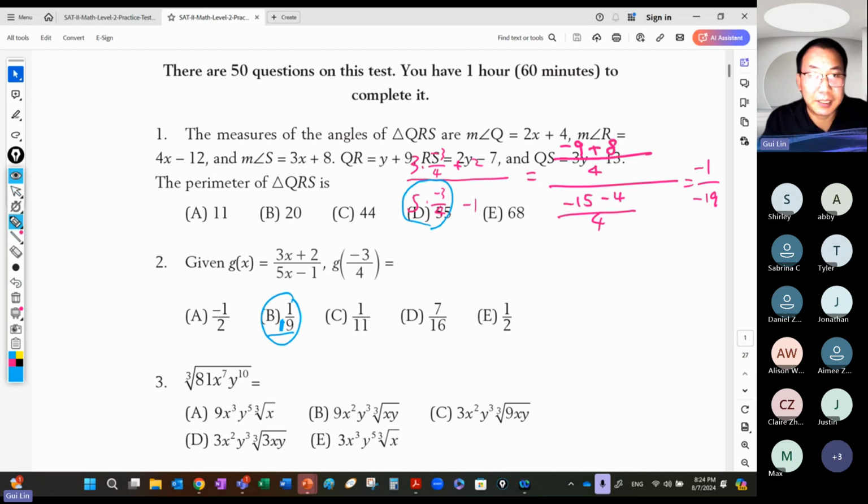All right, please do it. We give out homework not only to make you practice, but also to sharpen your thinking. Okay. All right, that's number 3.